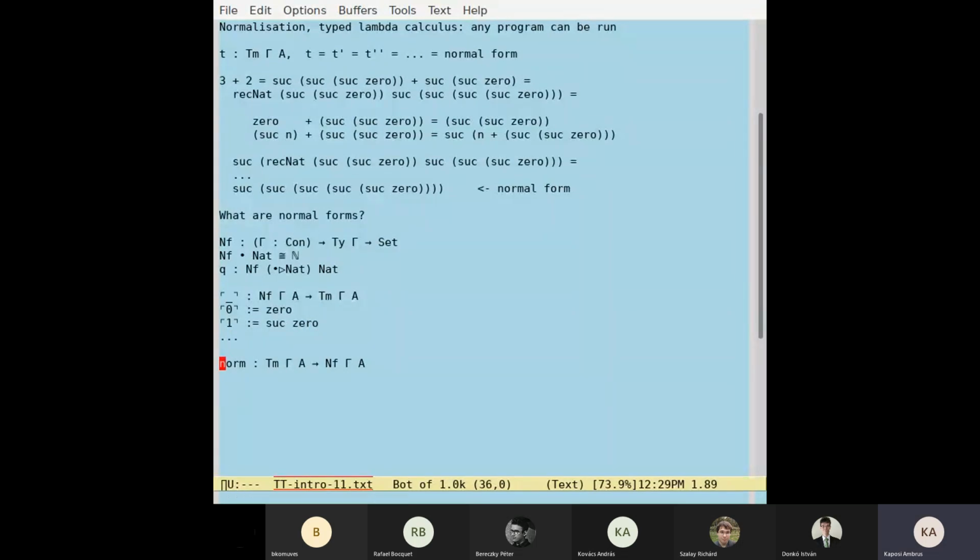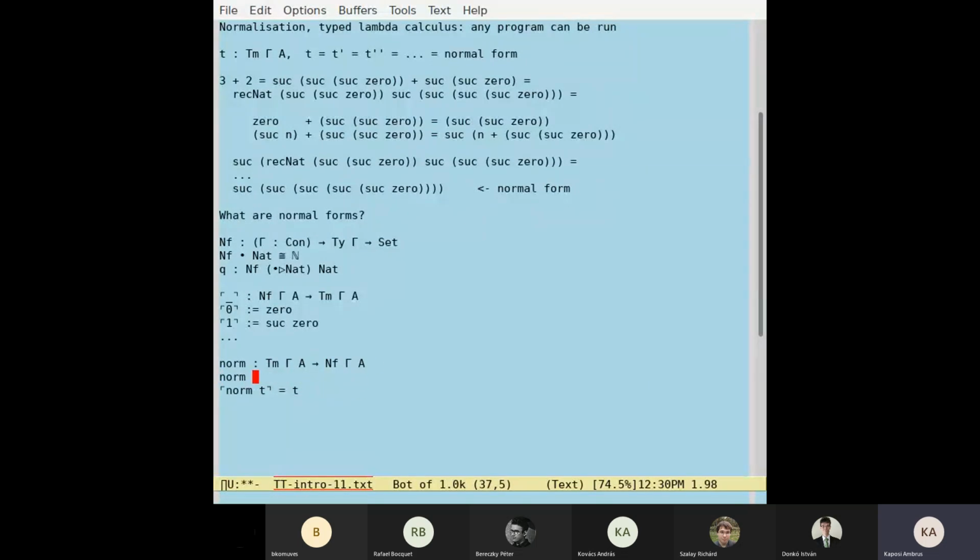Okay, and then you could say that this normalization basically runs the program. From a term, it extracts a normal form, and it has two important properties. One is that if you start with a term, you obtain a normal form, and then you quote it back to a term again, it should be equal to the original term. So this normalization respects the equalities. You get a normal form which is equal to the original term.